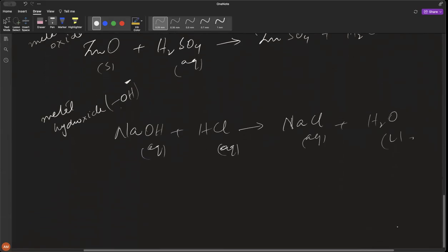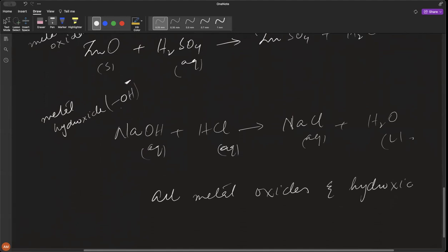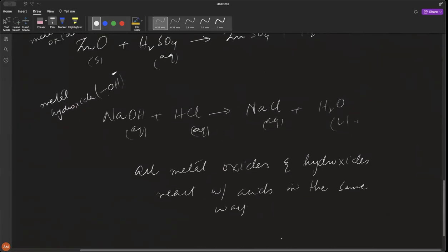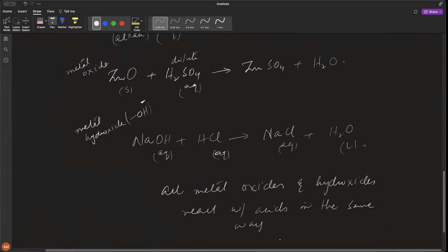So all metal oxides and hydroxides react with acids in the same way. All right. You can write this down. We'll do bases in the next session, inshallah.